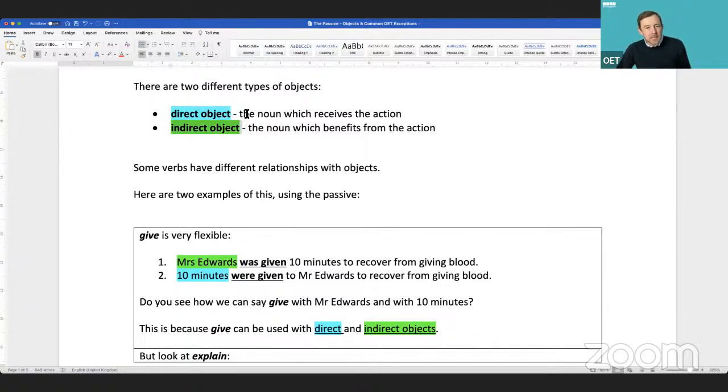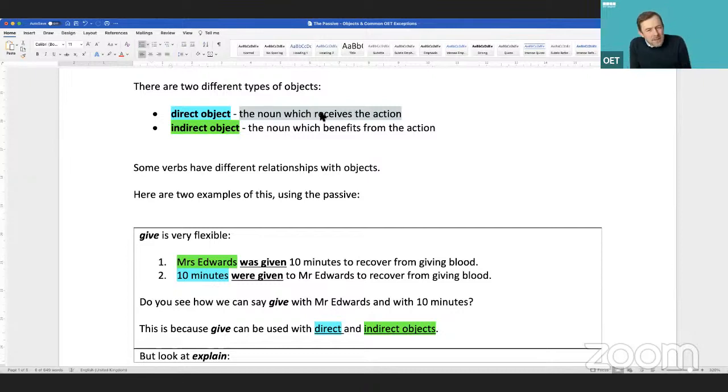A direct object receives an action. It's a noun which receives an action. Paul kicked the football. The football is the direct object of the verb kick. Nitesh ate a sandwich. Nitesh is the subject, ate is the verb, a sandwich is the direct object.